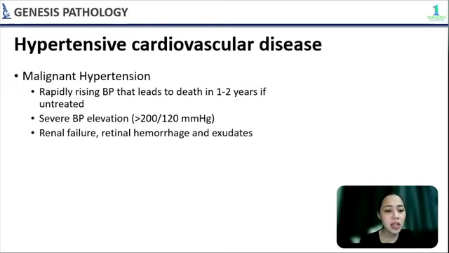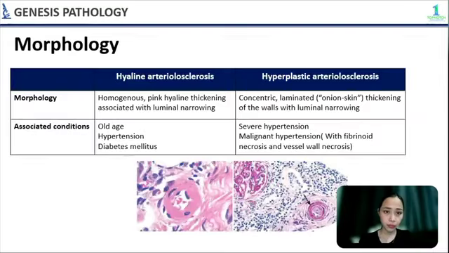In some patients, they may have a rapidly rising BP, which if left untreated can lead to death within 1 to 2 years. So this is called malignant hypertension, and it is characterized by severe BP elevations, systolic above 200 and diastolic above 120 mmHg. There's also renal failure, retinal hemorrhage, and exudates. So small vessel diseases are usually hypertension related.